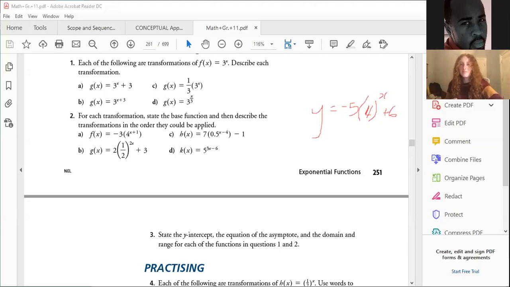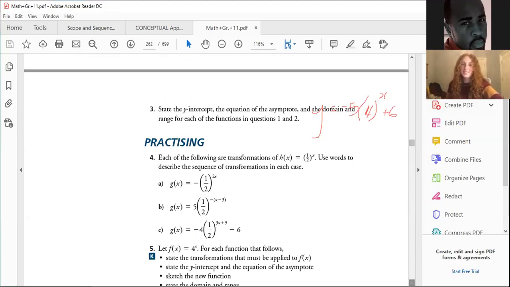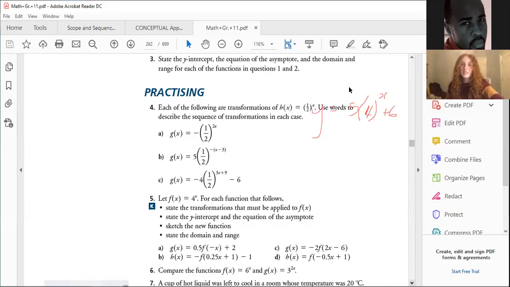You finish all of those there? We're done with those questions. We're just gonna do 4C here. Yeah, 4C. Well, of course, you go for the hardest one. Vertical stretch of 4, reflected over the x-axis, 6 down, 9 left, horizontal stretch of 3. You done? Yeah. Okay.